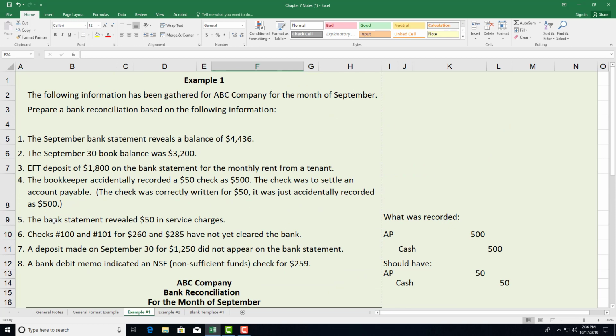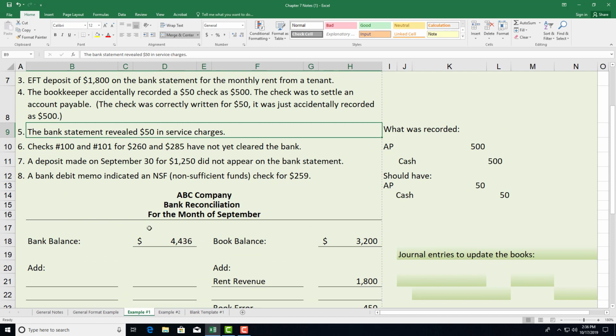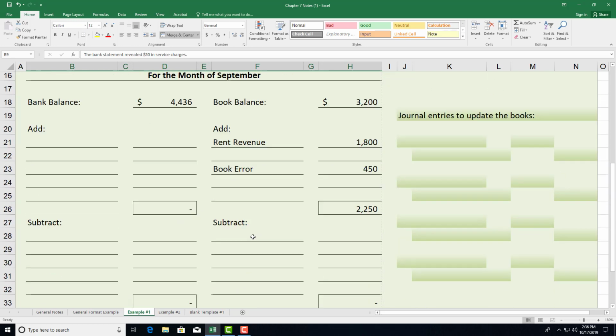Okay, number 5, we have $50 in service charges. Again, who knows about that first? The bank knows about it first. That $50 service charge is already reflected in the bank balance, so it's the books that are not up to date, and so we need to subtract that.